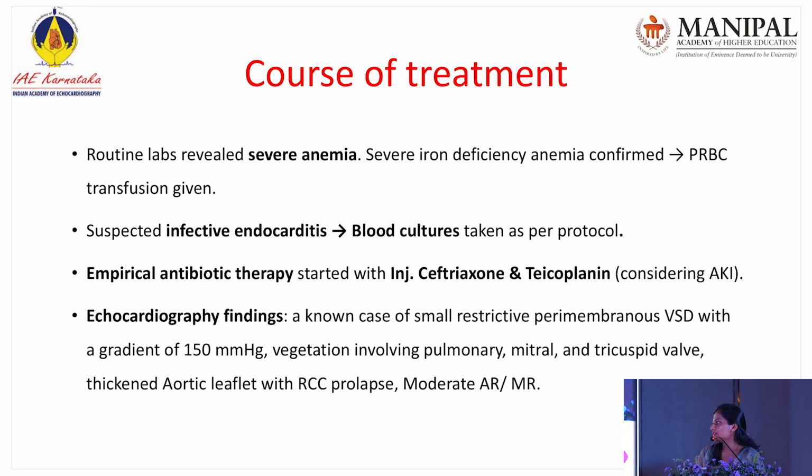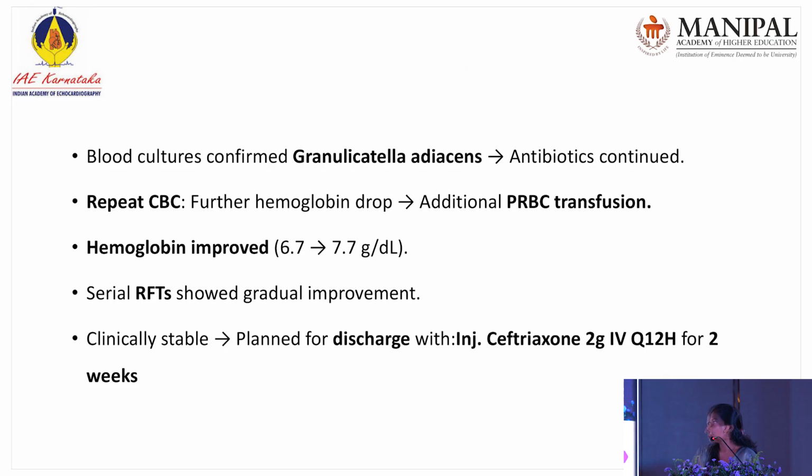Her echocardiography findings showed a small restrictive perimembranous VSD with a gradient of 150 mmHg, and vegetations involving the pulmonary, mitral and tricuspid valves, a thickened aortic leaflet with RCC prolapse, and moderate aortic regurgitation and mitral regurgitation. The blood culture confirmed Granulicatella. So antibiotics were continued. Repeat CBC was done, and a further hemoglobin drop was seen, so an additional PRBC transfusion was given. Later her hemoglobin level improved. Serial RFTs showed gradual improvement.